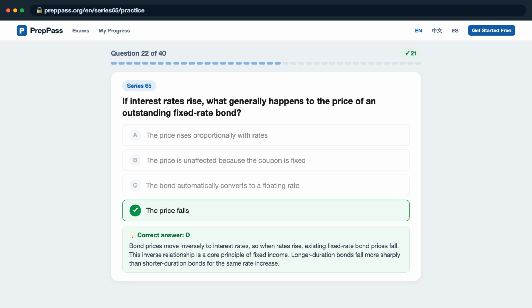existing fixed-rate bond prices fall. This inverse relationship is a core principle of fixed income. Longer duration bonds fall more sharply than shorter duration bonds for the same rate increase.